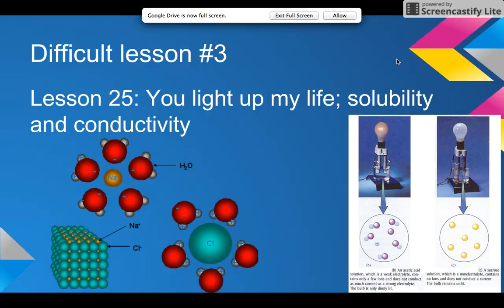Difficult lesson 3, You Light Up My Life, I would recommend organizing into trays or stations where students don't have every single substance to test, but rather test a few substances at a time and then move on from station to station.